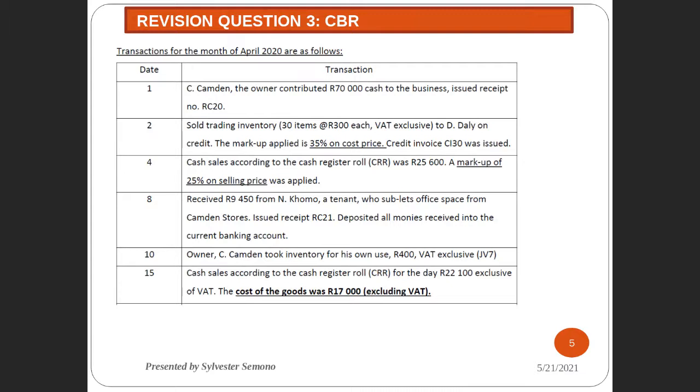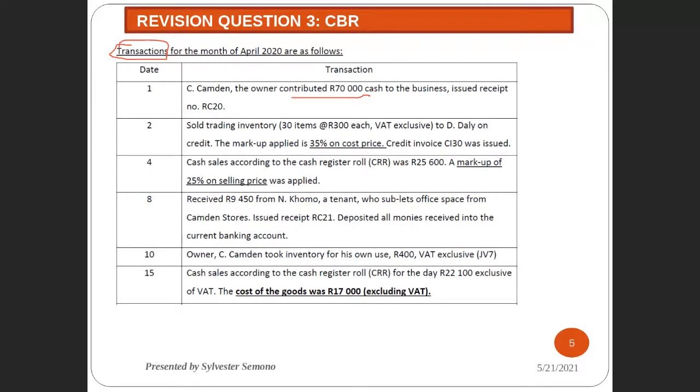But can you see what they do in the exam or test? When they give you these transactions, as you can see, these transactions are mixed. So you need to read and understand. Because here I'm focusing on the CBR, meaning I need to receive cash, please tell me, number one, where they say the owner contributed cash to the business and issued a receipt, where do you think I must record this? Which book?